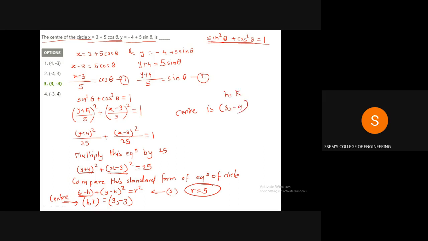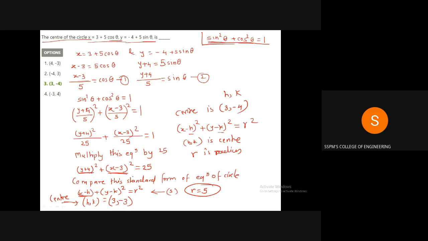You have to remember this identity, and another thing you have to remember is the equation of a circle. The equation of a circle is x minus h whole square plus y minus k whole square is equal to r square. This h comma k is the center, and r is our radius.